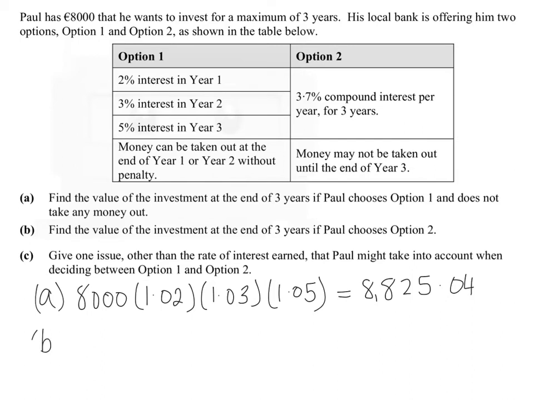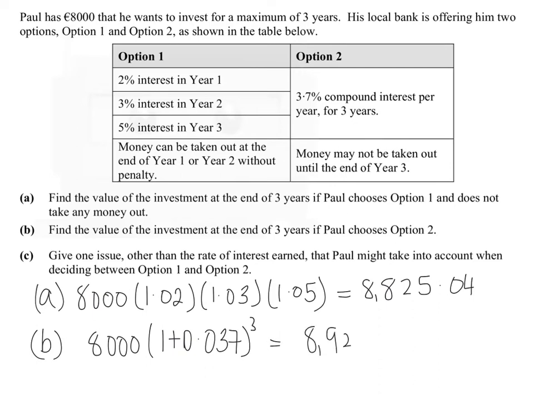So for part B, what we're looking at is the formula we're used to. So the P with 1 plus 0.037, and that's over 3 years. And when you put that into a calculator, you're going to come out with 8,921.26 this time, and that makes sense because the interest rate is 3.7% over the 3 years.